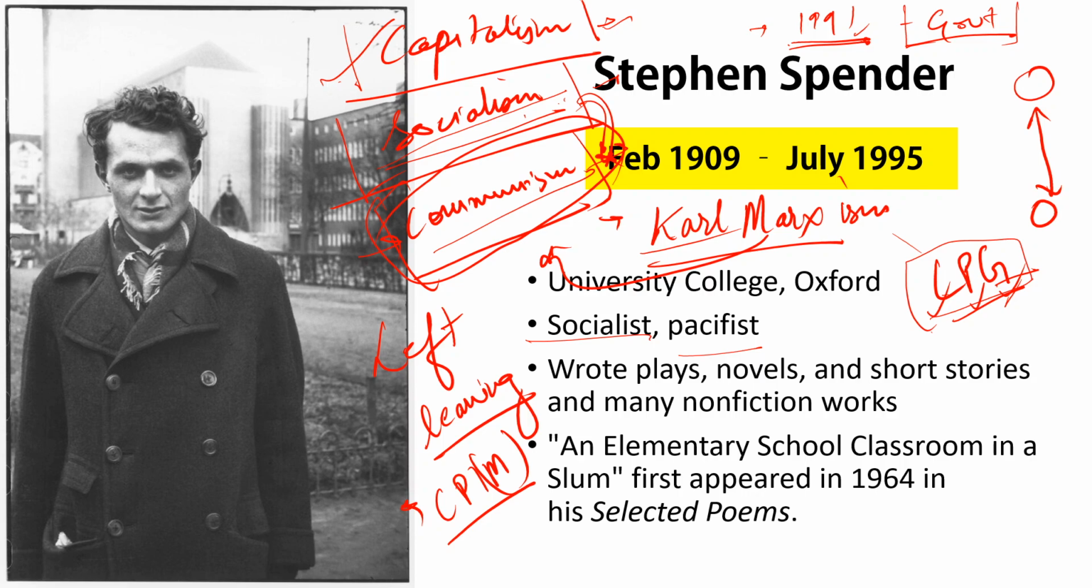So these people are usually called left-leaning folks. They lean towards the left. That means their ideology is towards this communism. They want a society which is more equal. They don't want a capitalist society.